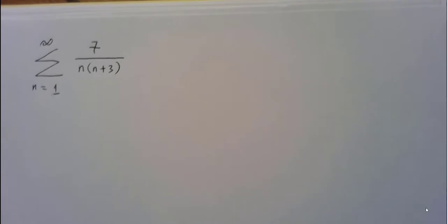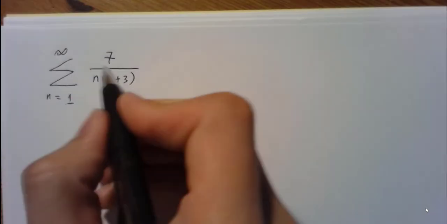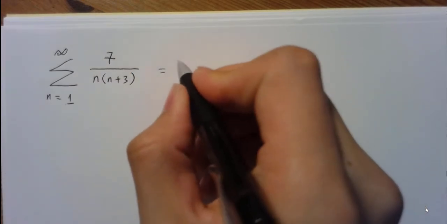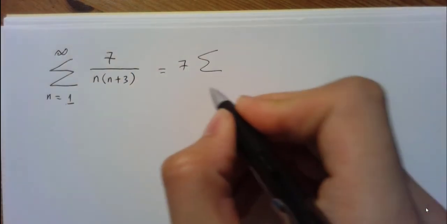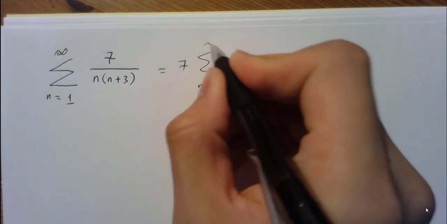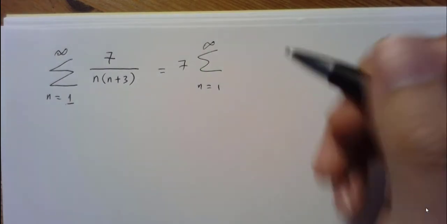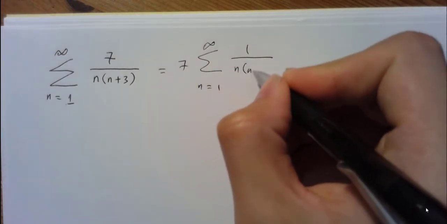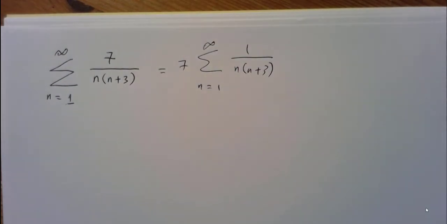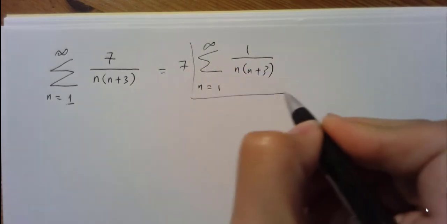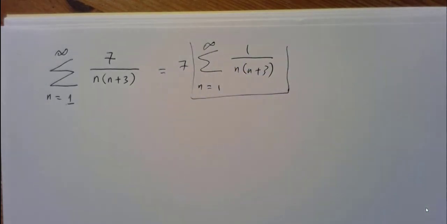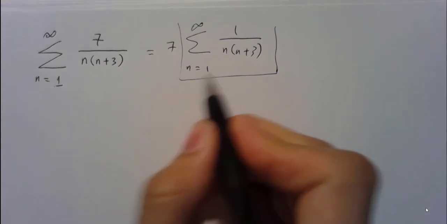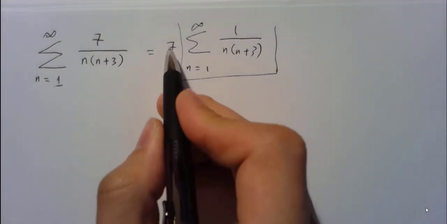Okay, just to make that easy, I bring the 7 to the front of the sum. So keep the 7 to the front, so we don't have to deal with a large number. So I bring the 7 to the front. I should have 1 over n times n plus 3. Okay. Now let's just focus on this thing. So find the partial fraction of that. Okay. So let's find the partial fraction, and then at the end we just multiply the 7 in.